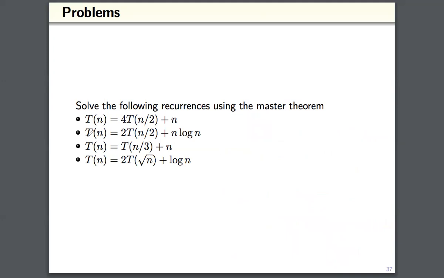Okay, now let's consider the last case. What about this case? T of n is equal to 2T of root n plus log n. How do you solve this problem? What is a, what is b, what is f of n? A is 2, b is half, f of n is log n. So a is 2, b is half, f of n is log n. Is this correct?